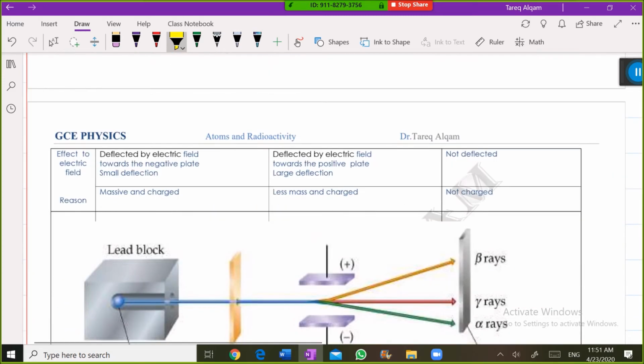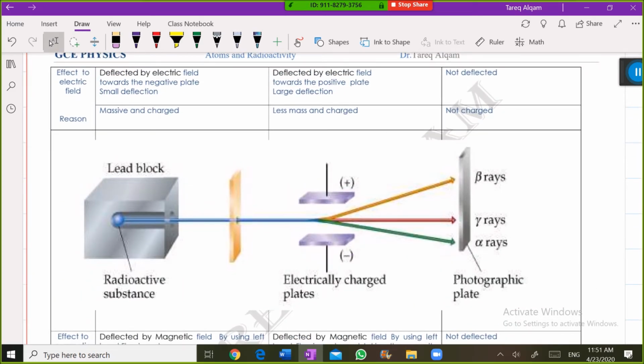Now the effect in an electric field, you know that. Effect in electric field, guys, this is an important point because we took the electric field. Beta, guys, is negative, right? It is deflected towards the positive plate, right? Alpha will be deflected towards the negative plate. Alpha is positive, but beta has a higher deflection.